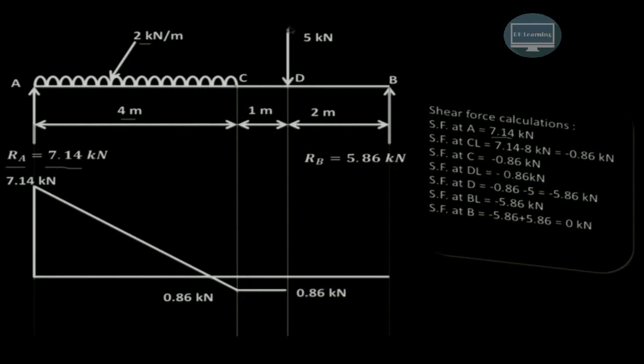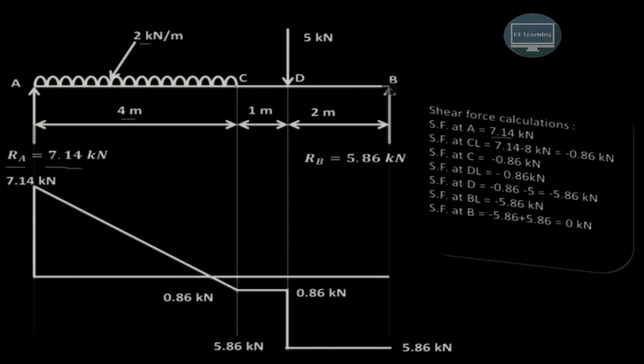But suddenly at point D there is a downward acting point load. So minus 0.86 minus 5, so that will be minus 5.86 kN. That will be the shear force that is acting at point D. From D up to B left, there is no other force that is acting. So whatever is the shear force that is acting at D, the same will be acting at B left also. So that is minus 5.86 kN as shown over here.